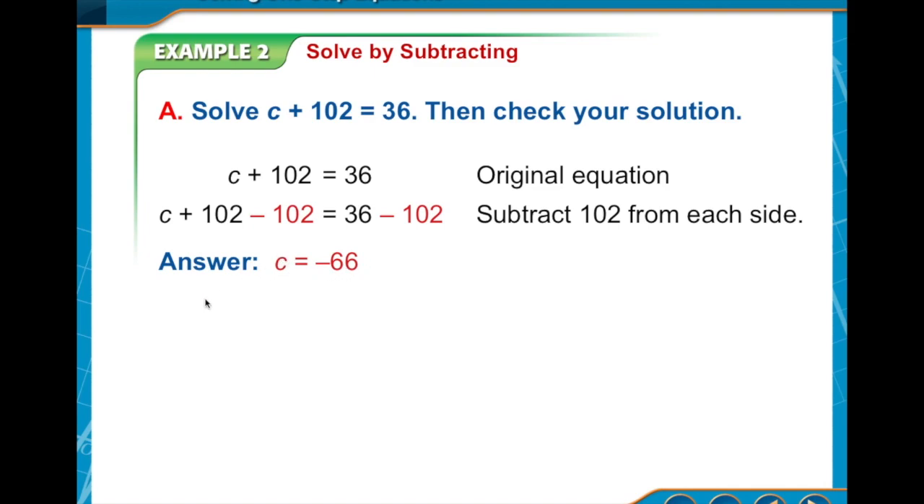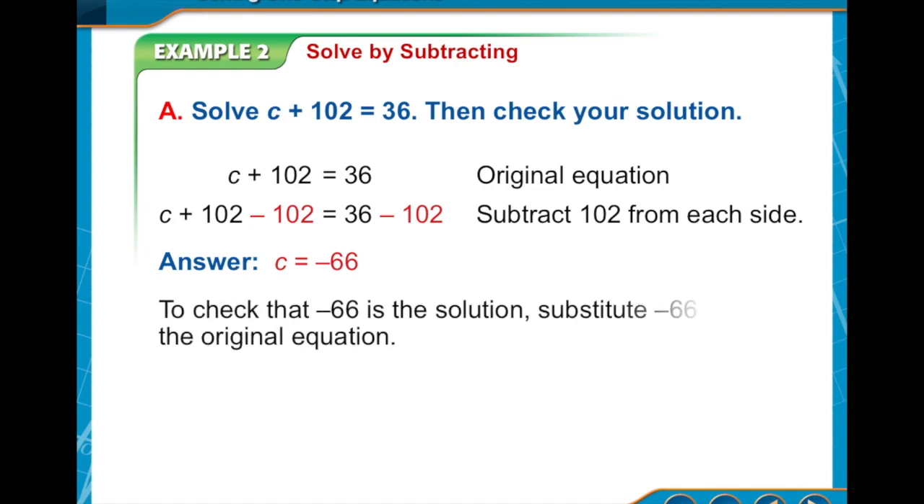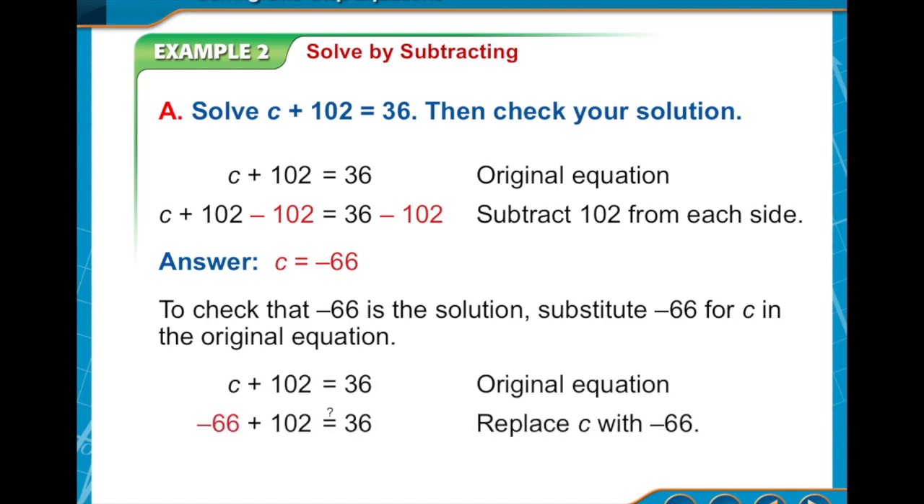Now if that's our solution, we can go through now and check to see if we plug in that value, is it a true statement? So if we substitute in, is negative 66 plus 102, does that equal 36? Is that true? And we see that yes it is. So our solution checks out. We've done this perfectly and we know our answer is valid.